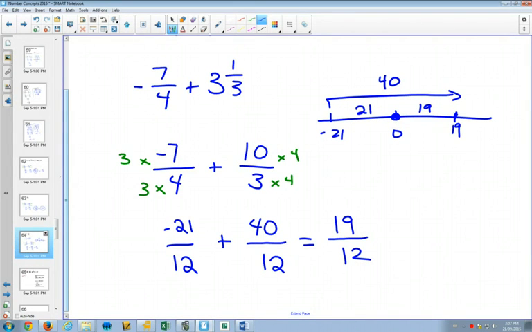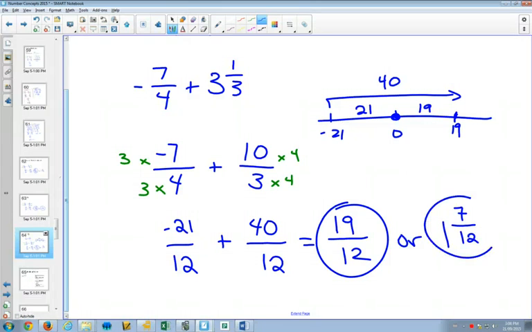That's one of the ways that I work with negatives. I think if I've got a negative 21 plus 40, well, it's going to take me 21 just to get to 0. And then I need to go 19 more to make sure I've added 40. So 19 over 12 is our answer. Or if you wrote it as a mixed number, would be 1 7/12.